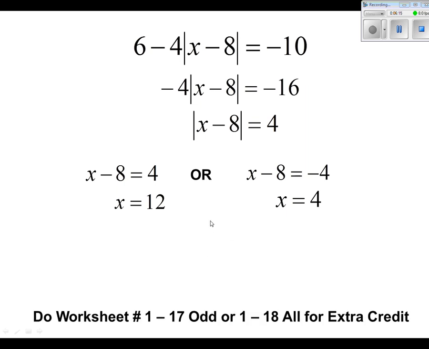So that's actually the entire lesson, nice and quick. And so we're going to be doing a worksheet. It has 18 questions on it. Your actual assignment is going to be 1 through 17 odd, but I will also allow you to do, if you wish, 1 through 18 all, and I'll give you extra credit. So again, the actual assignment is 1 through 17 odd, but I'm offering an extra credit part of the assignment.